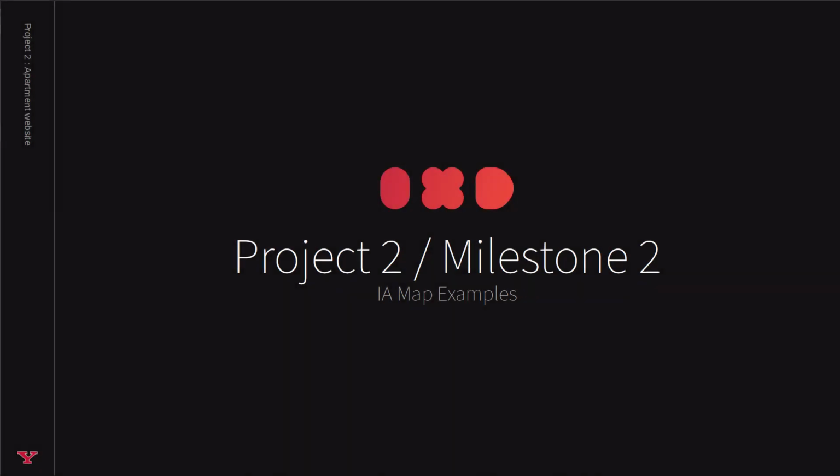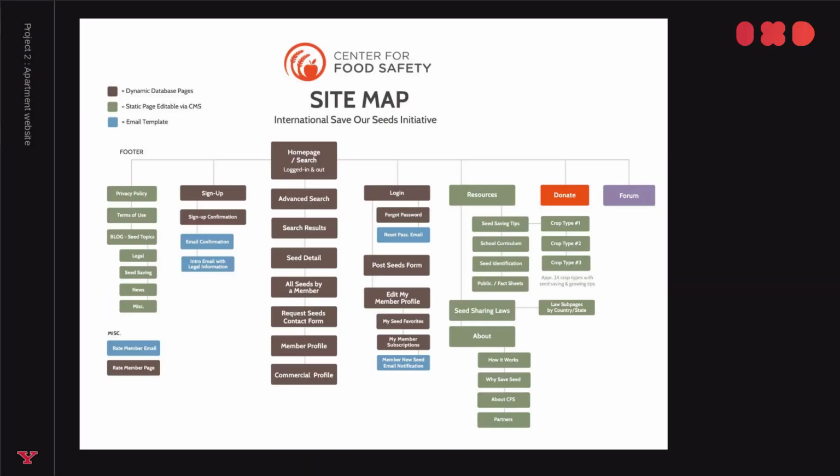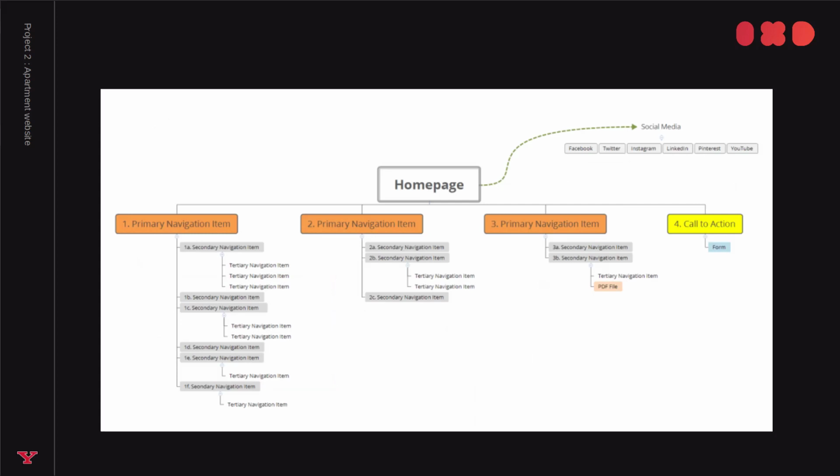We're using the term sitemap and IA map interchangeably. In the industry, they mean the same thing. Those lines have become pretty blurry. But you can see, in this example of the Center for Food Safety, how they've used color to emphasize what is a dynamic database page versus a static page that's editable versus an email template, and just a very beautiful sitemap that they've created here. Here's another one where they've highlighted the home page, the social media links, the primary navigation, the types of content and nav that's going to be available within each of those pages or portions of the home page.